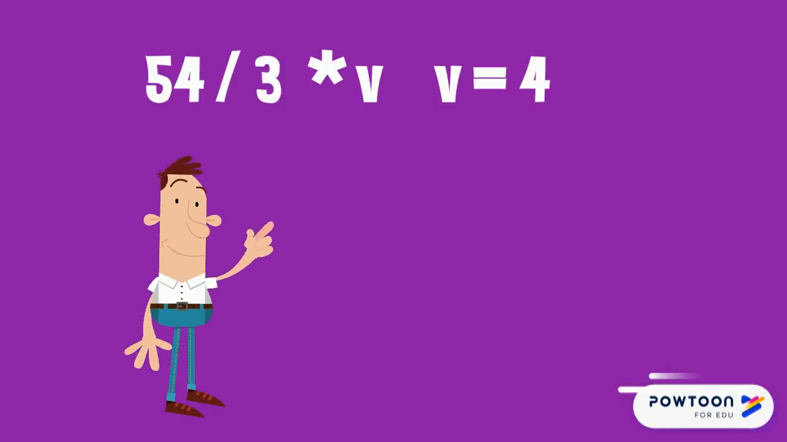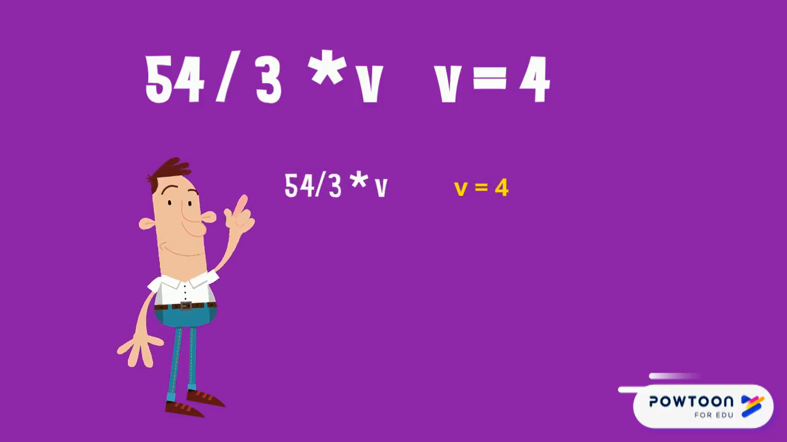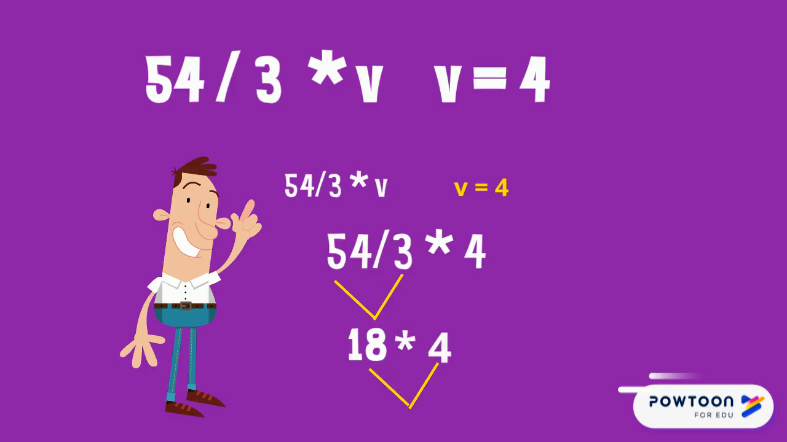For our last example, we have this expression. Now you'll notice that there's like a slash mark. That's because there's no division sign in Powtoon, which is kind of a bummer. So it's 54 divided by 3 times v. Well, I know if v equals 4, I substitute that in, follow the order of operations, and get 72.